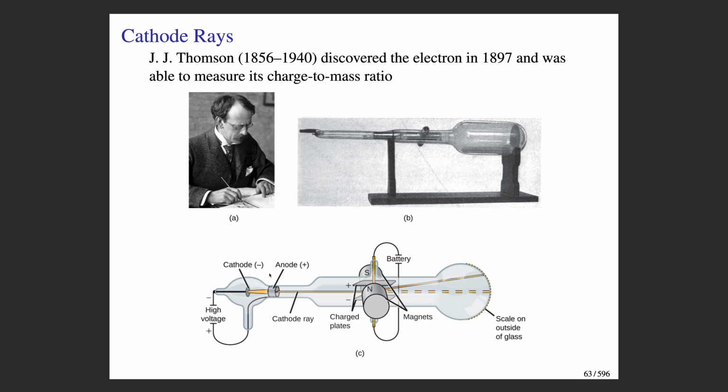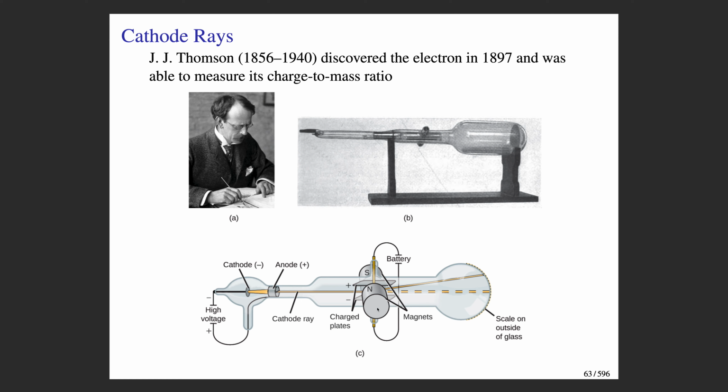Inside the cathode ray tube, you have a couple of electrodes. You have a cathode from which electrons, a beam of electrons, stream out, and they pass by a hole in this anode. And then the electron beam makes its way down to the end of the chamber here. And you can deflect this beam of electrons using either electric plates or by using a magnet.